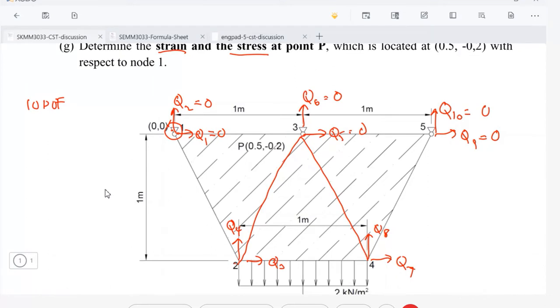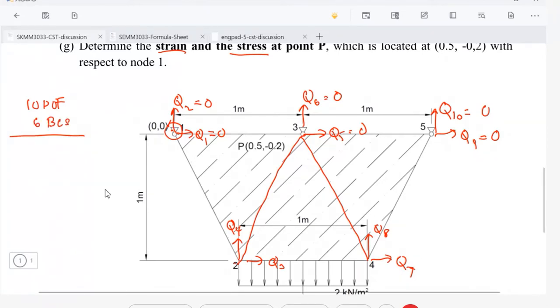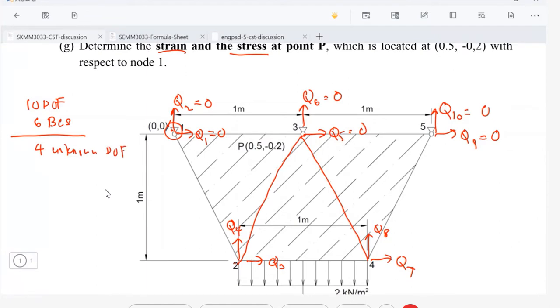Also the same. Same thing, right? So if you look at this overview, you can see that there are 10 degrees of freedom, okay? But we have 6 boundary conditions. So how many are unknown DOF? There are 4 unknown DOF. So we expect when we assemble the global SLE, the total number of unknown is 4.